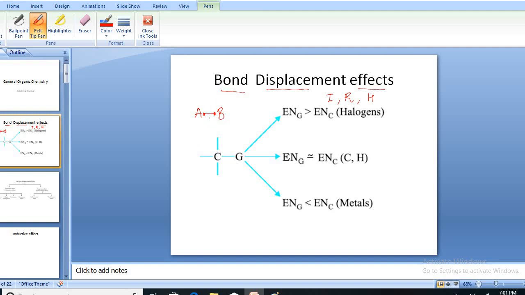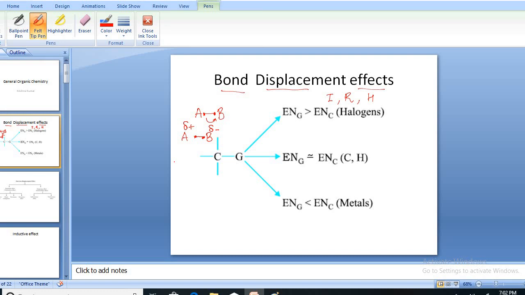Now what would happen if B tries to pull the electron of A itself? Here is A and here is B. B has its own electron. Now it has already pulled the electrons from A. So what happens over here is the bond has slightly shifted towards B. A is now going to become electron deficient, so it gets a partial positive charge. B is acquiring the electrons of A, so it should get a partial negative charge. So this is what you call the bond displacement effect.